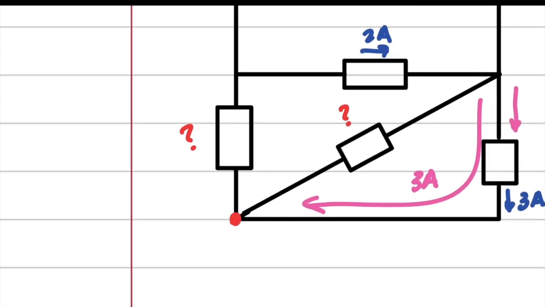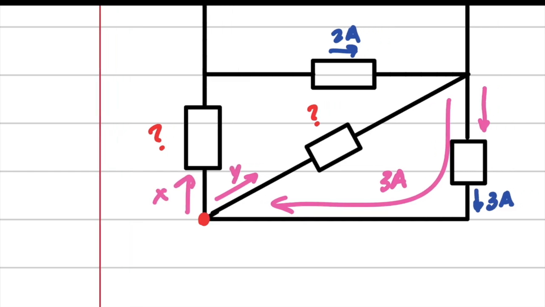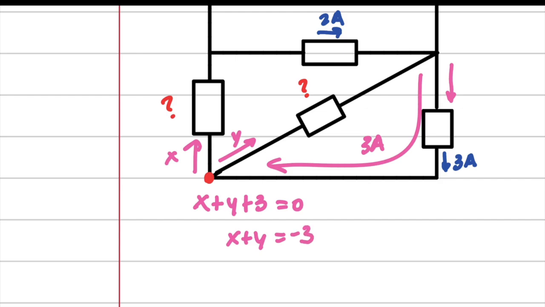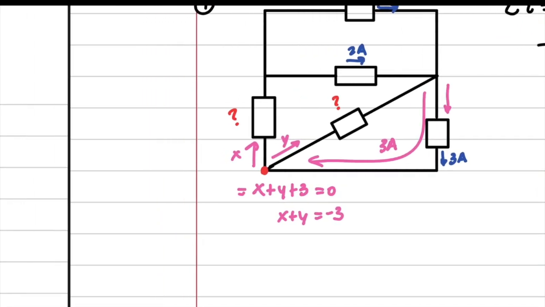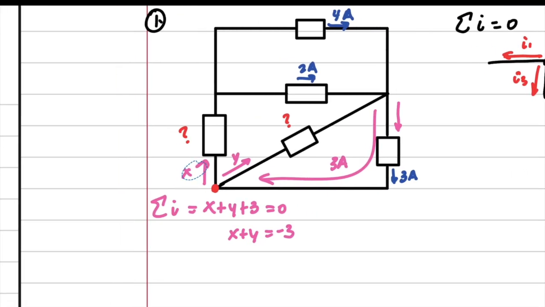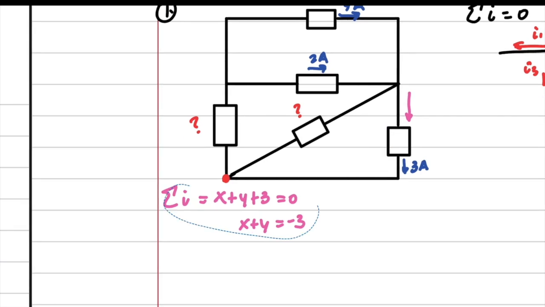If it's unknown, then we can go ahead and pretend that they're going out. But can we figure out one of these currents from just one constant? No, we can't. We just get x plus y equals -3. We can't apply KCL here, where we do the sum of the i's. So instead, let's look for another node that we can check out.